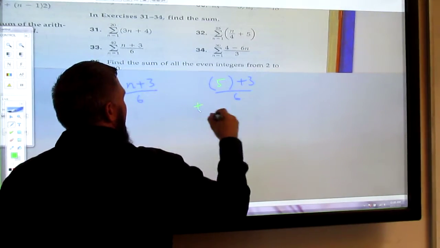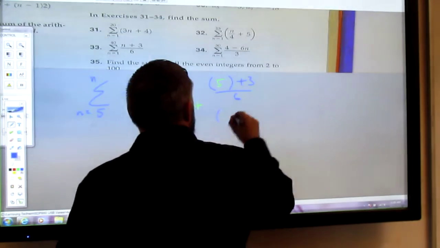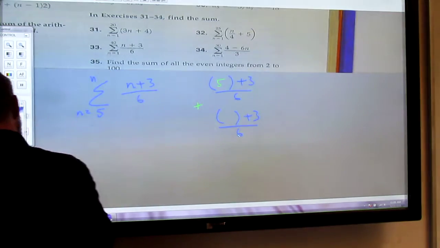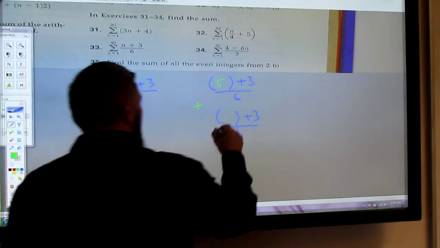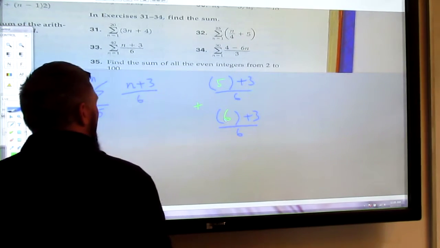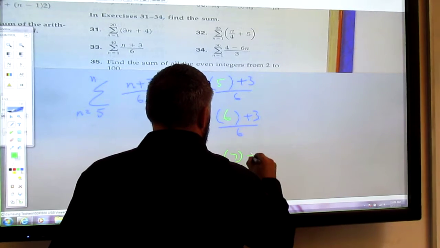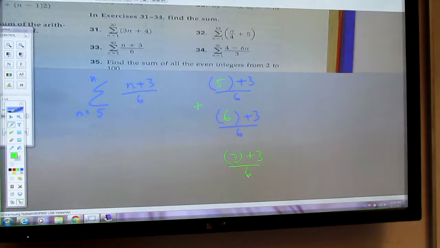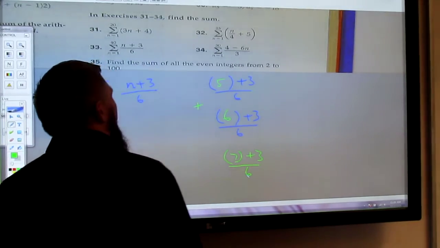Right? And then I'm going to add that to n plus 3 over 6, and I'm going to plug in a 6. And then I'm going to plug in a 7. And then an 8. And then a 9. And let's see if we can figure out our pattern with these. It's kind of hard. It might be too hard. But let's see if there's a pattern. Okay.